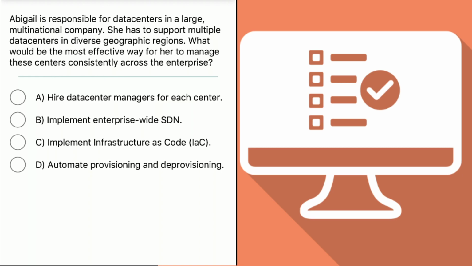Alright, let's go to the next question. Abigail is responsible for data centers in a large multinational company. She has to support multiple data centers in diverse geographic regions. What will be the most effective way for her to manage these centers consistently across the enterprise? A. Hire a center manager for each center. B. Implement enterprise-wide SDN. C. Implement infrastructure as code. D. Automate provisioning and deprovisioning.